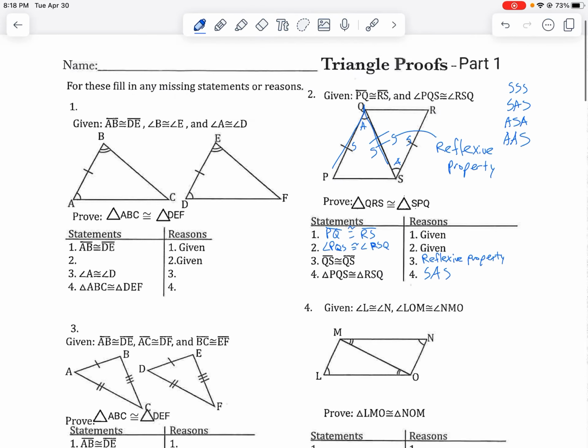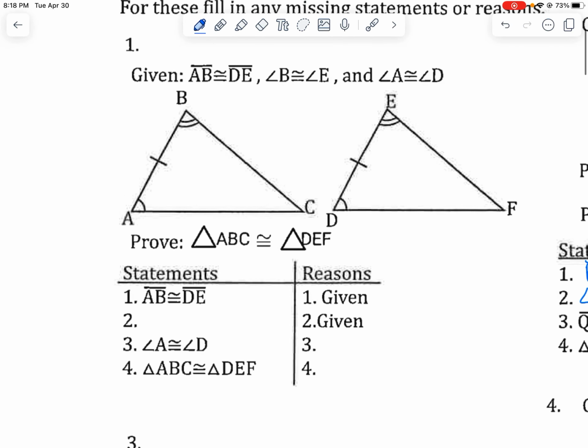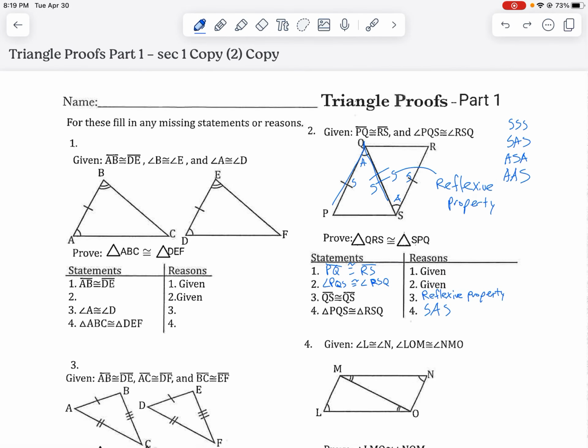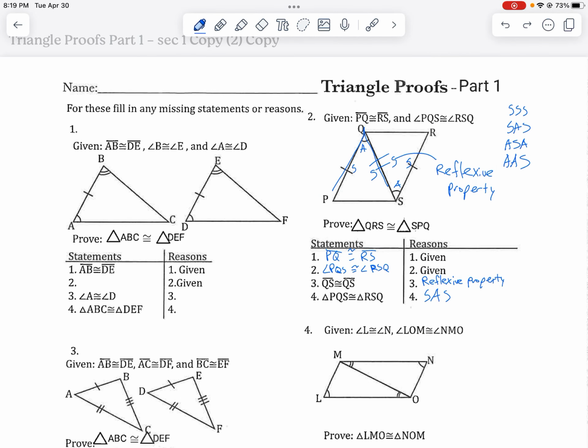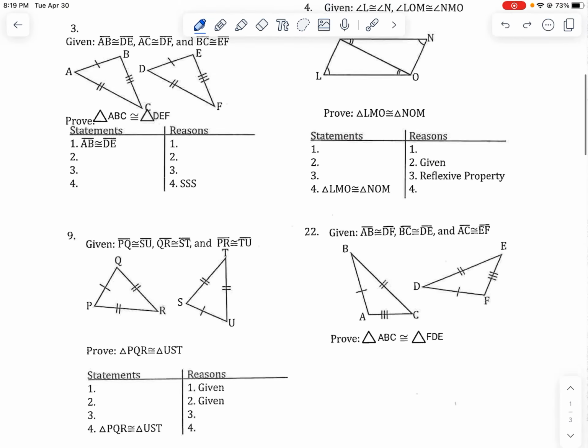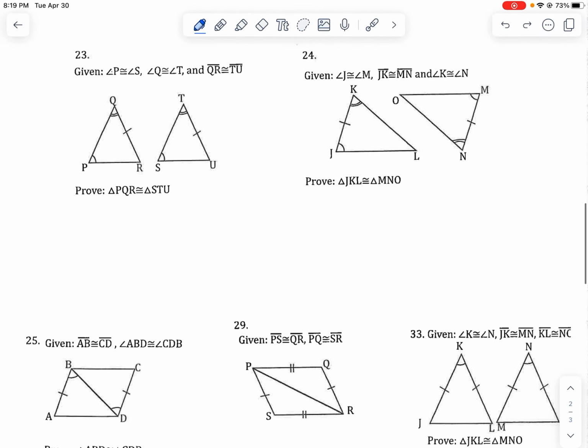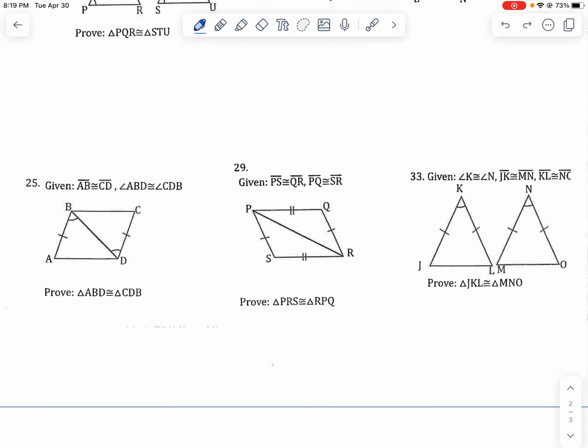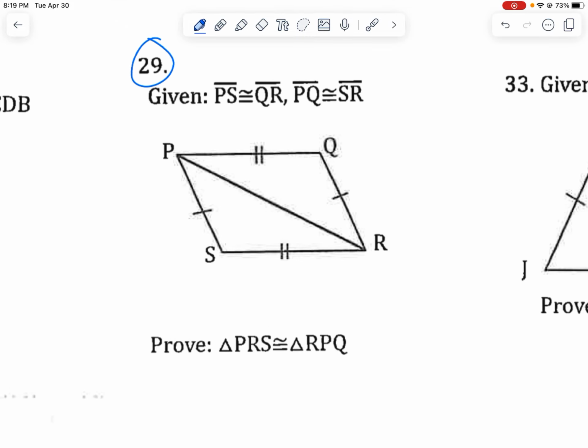On this front side of this assignment, you're mainly just filling in the blanks. You look at the givens, you look at what's here, and you justify why these statements are here. Often it's things like given, or reflexive property, or vertical angles. And then at the end you say, which theorem proves those 2 triangles are congruent? So on the front, you're just filling in the blanks, getting used to how it works. When you get to the back, you need to write out the whole proof on your own. We're going to use number 29 as an example.